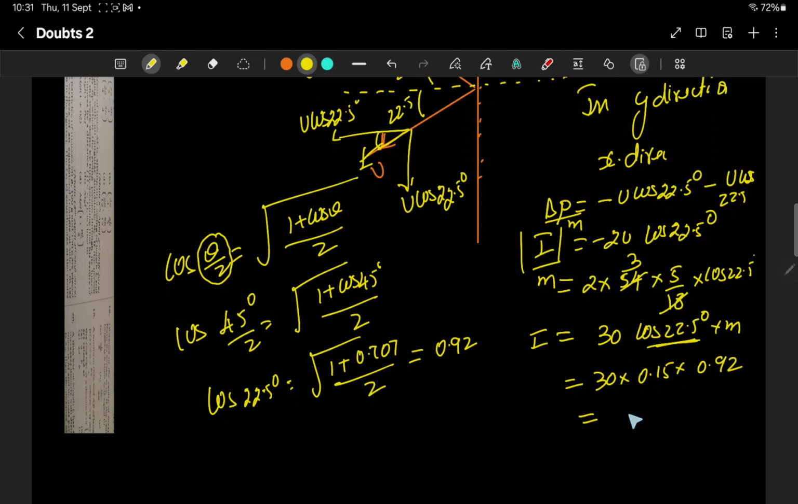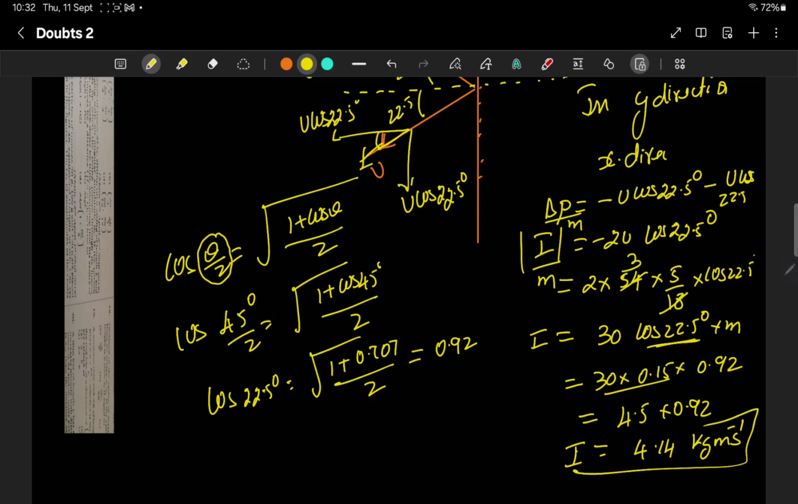If you do this math, what we will get? So you will get 4.5 into 0.92. So if you multiply this with 0.92, you will get the answer as 4.14. This is what the impulse. So here this is kilogram meter per second. Okay, so this is what the impulse should be.